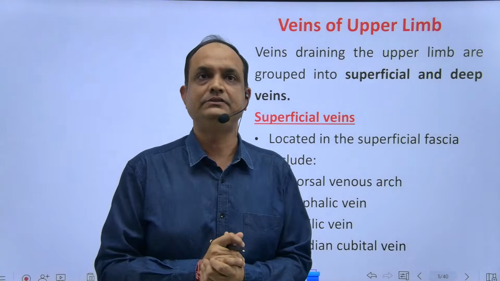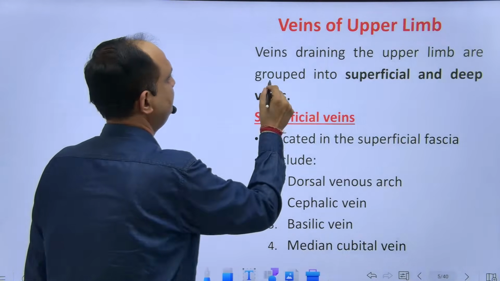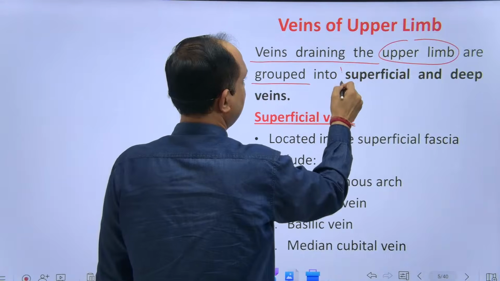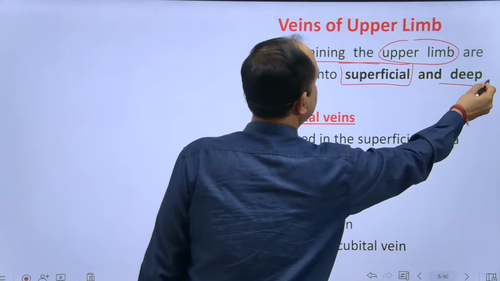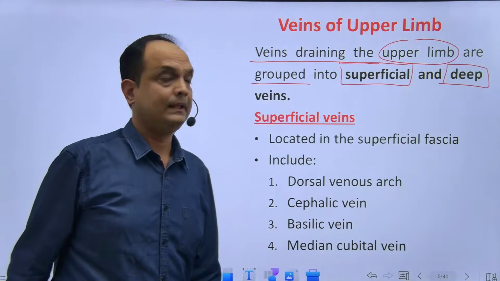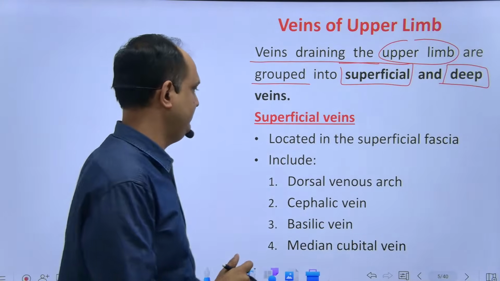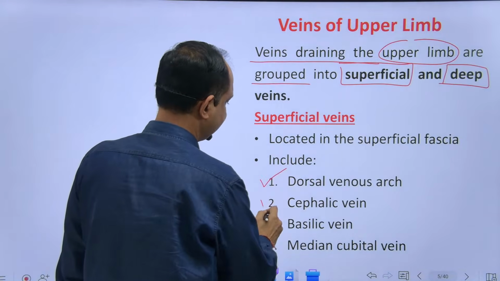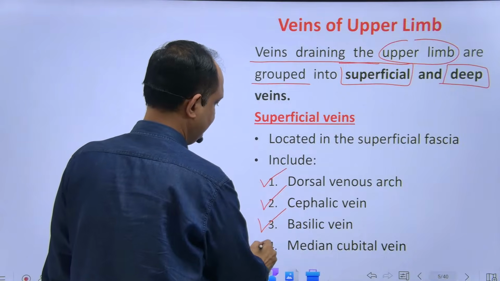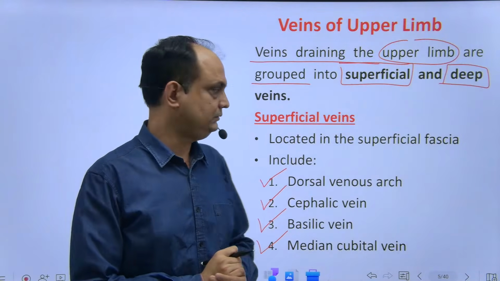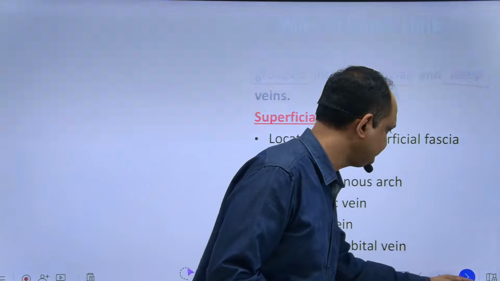Which are the other veins of the upper limb? The veins draining the upper limb are grouped into the superficial veins and the deep veins. The superficial veins are named the dorsal venous arch, cephalic vein, basilic vein, and median cubital vein. So let's discuss them one by one.